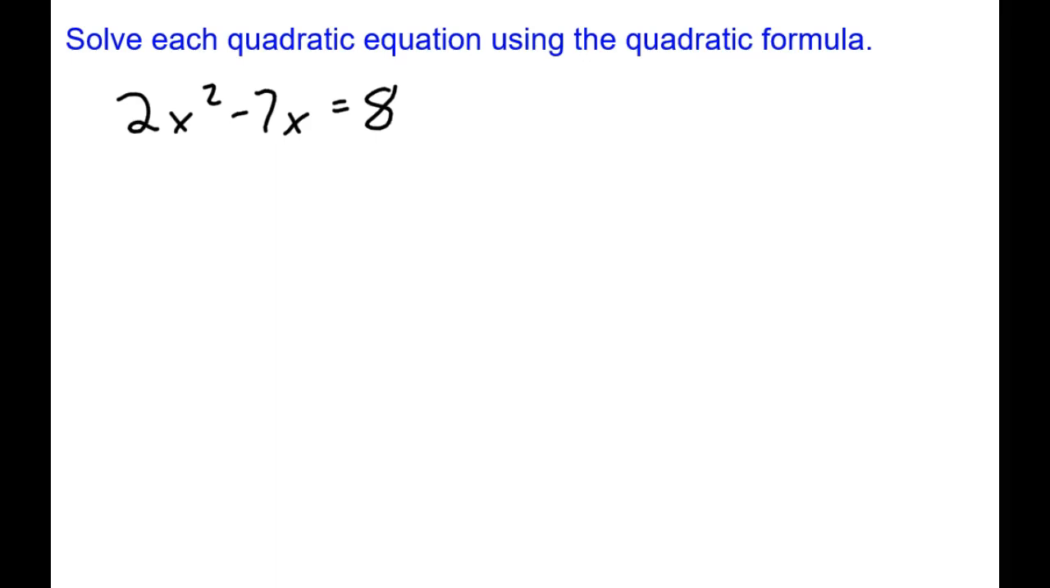And now to the third example, again using the quadratic formula to solve the quadratic equation. This one is a little bit different because we're not in standard form yet, we're not set equal to 0. So the first thing we need to do is set this equation equal to 0. Then identify the a, b, and c values and go through the process.